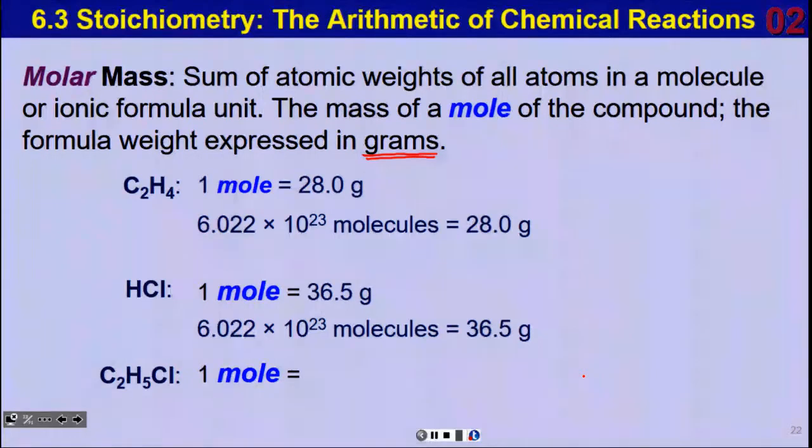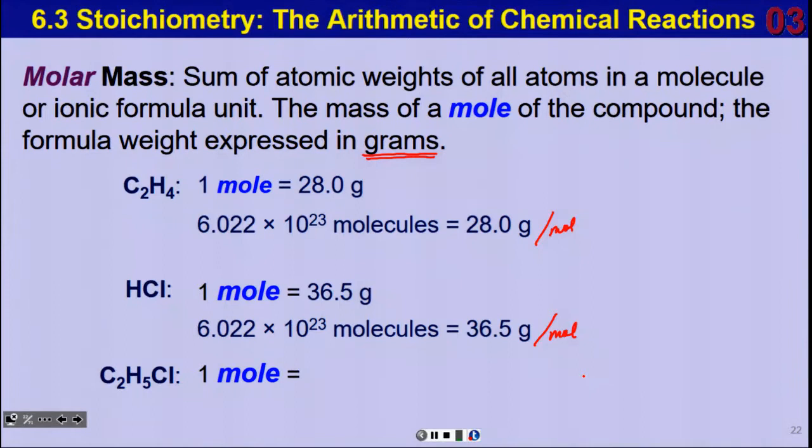So if ethylene, C2H4, had a formula weight of 28, which we saw on the previous slide, the mass of 1 mole of ethylene is 28.0 grams. This is commonly going to be expressed as 28.0 grams per mole, as a reminder that that's per an entire mole. Same thing is true for HCl. The atomic weights added up to 36.5. And so if you take a whole mole of them, 6.022 times 10 to the 23rd of them, you're going to get 36.5 grams for each mole of HCl.